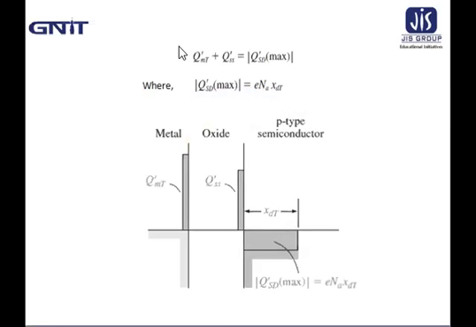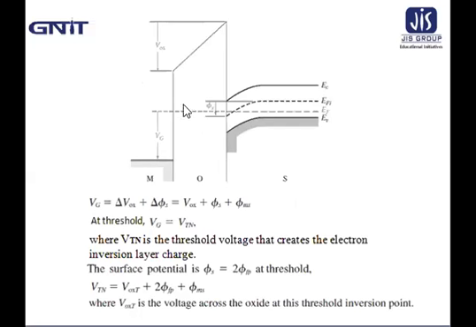And this is the magnitude of the maximum space charge density per unit area of the depletion region. Now the energy band diagram of the MOS system with an applied positive gate voltage is shown in this figure. Already I have mentioned that an applied gate voltage will change the voltage across the oxide and will change the surface potential.